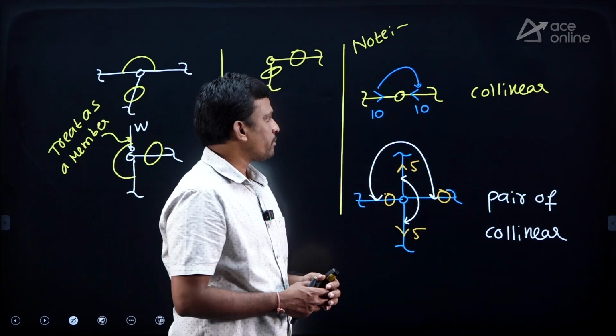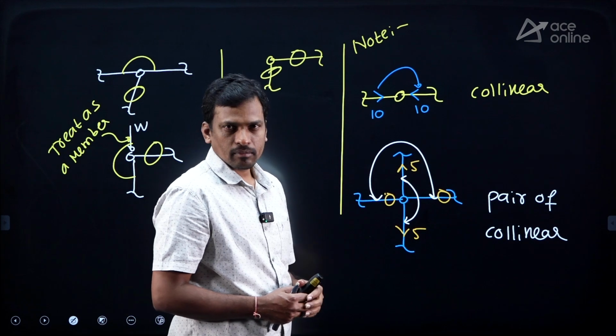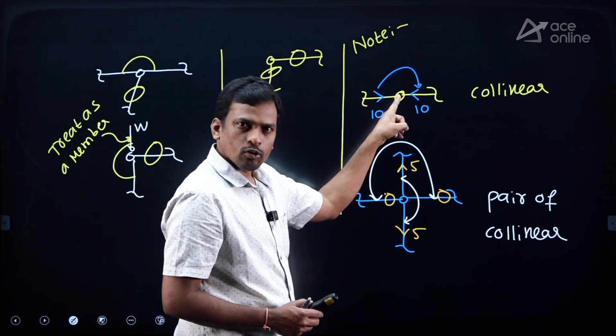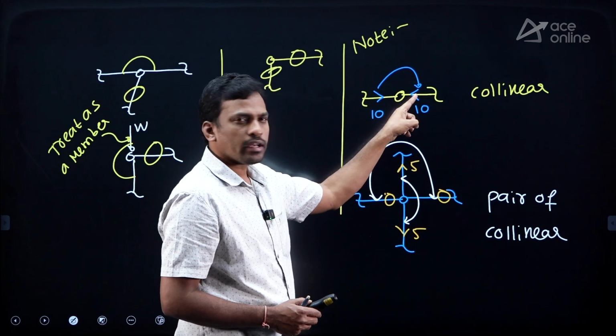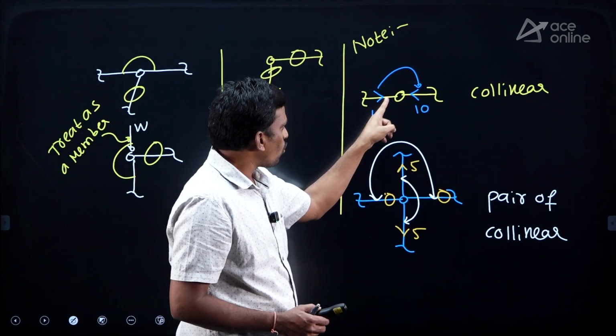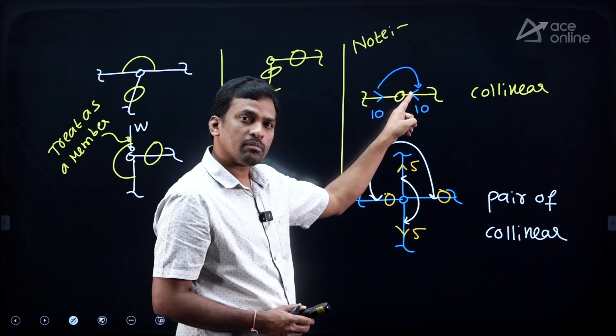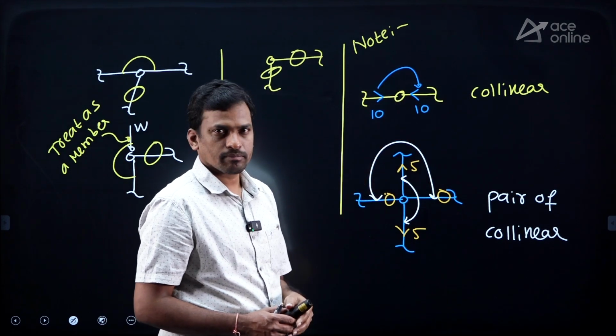So in this last one, only 2 members are meeting. These 2 are collinear. If only 2 members are meeting and these 2 are collinear, then the force in both the members is the same, in opposite direction.